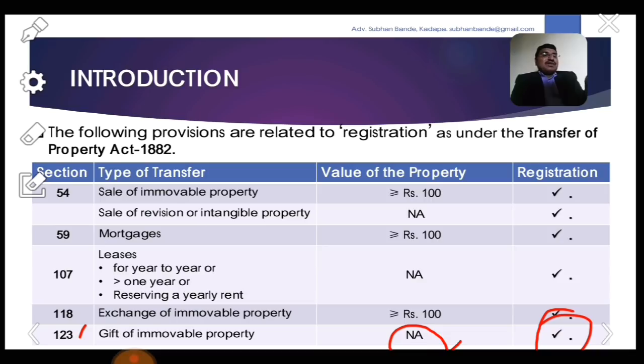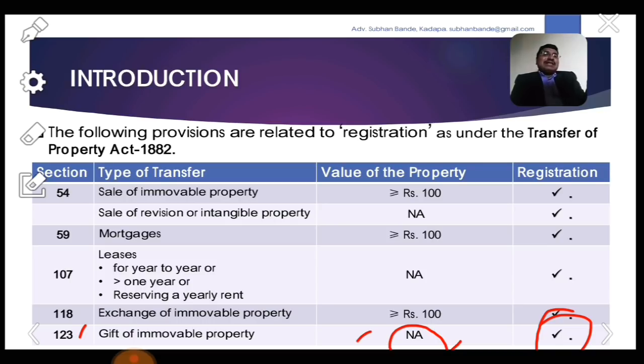Gift is transfer of certain movable or immovable property by the donor to the donee without consideration, and such transfer should be voluntary transfer and the donee should accept the offer given by the donor during his lifetime. These are the essentials of the gift.